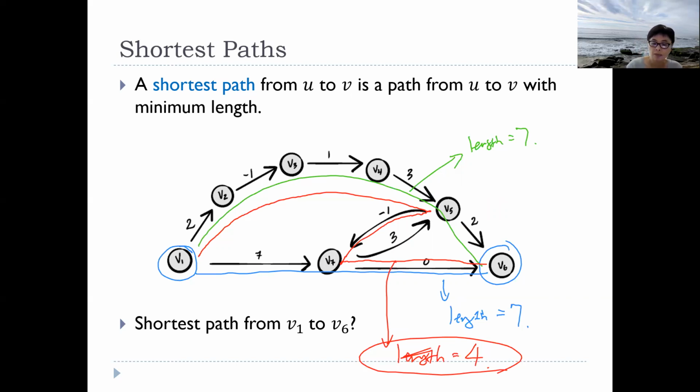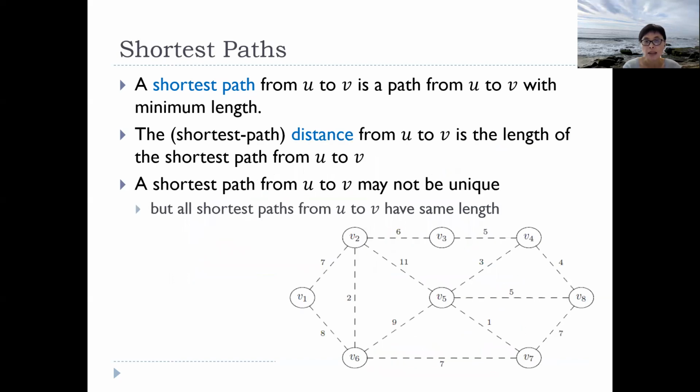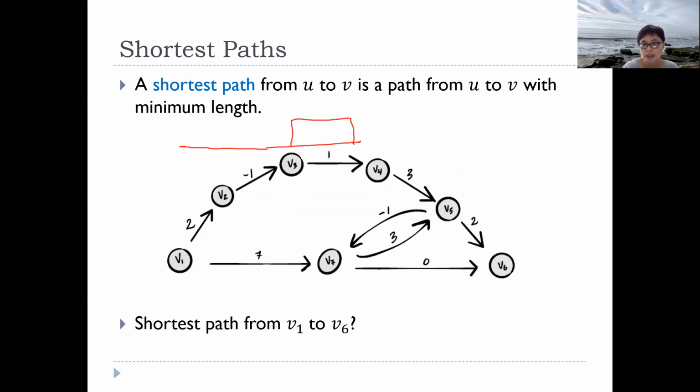So, the shortest path distance. When we talk about distance in the weighted graph, we basically refer to the shortest path distance. The distance from U to V is just the length of the shortest path from U to V. So in the previous example, the distance from V1 to V6 is 4.